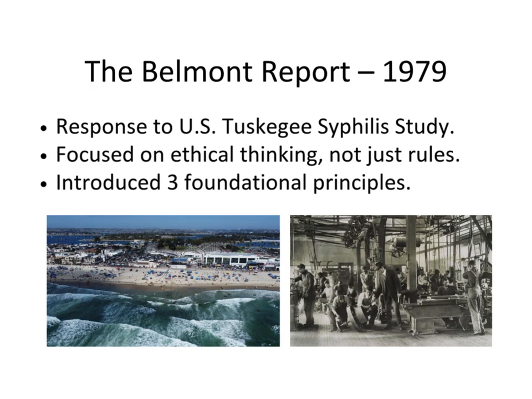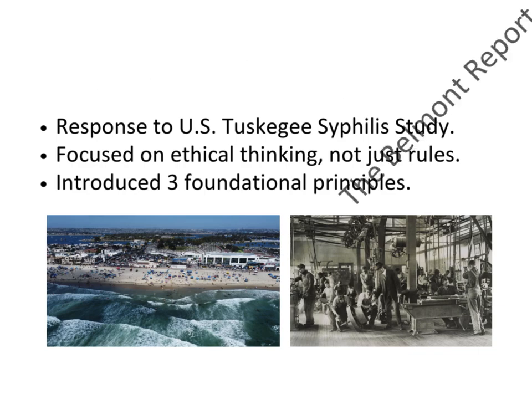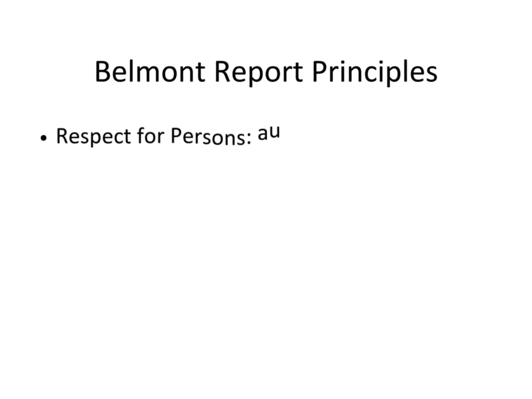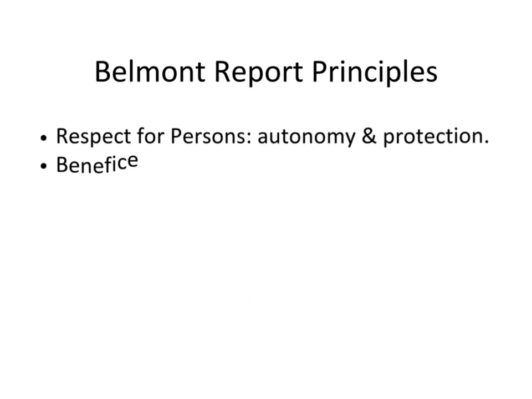As a result, the National Commission for the Protection of Human Subjects of Biomedical and Behavioral Research was formed. In 1979, they issued the Belmont Report. And unlike previous declarations, the Belmont Report focused less on what to do and more on how to think about ethics in human research. It introduced 3 foundational principles that we still use today.